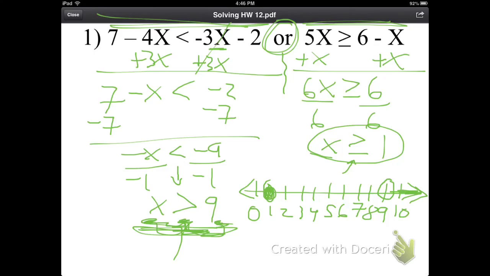And x is greater than or equal to 1, so I need to shade right. Shade right. Okay, so now I've got my graph done. And notice they both go to the right. That can happen, and it's okay.